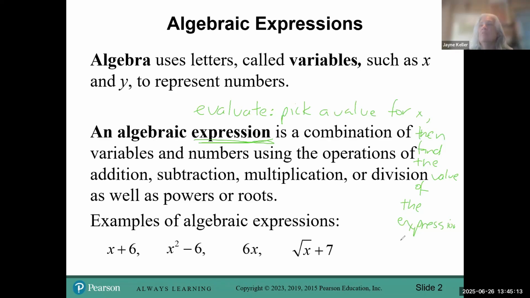For example, if I want to evaluate 6x, I'm going to say, let's evaluate 6x when x equals 3. What I'm going to do is replace this x with this value. So that's going to be 6 times 3, which is equal to 18. So when I evaluate 6x, the expression, for the value of x equals 3, I get a value for the expression of 18. But we didn't solve anything yet. That will come later. We'll get there.